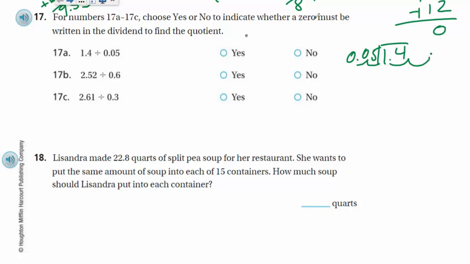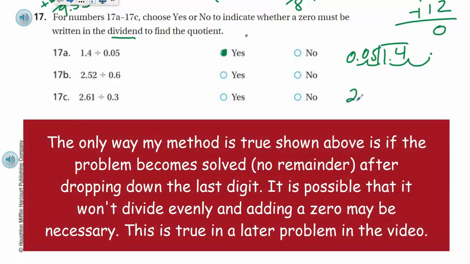So the question was, does a 0 need to be added in the dividend? It does. All right, we have our little loop-de-loop, and that space there means that we do. So the answer is going to be C. Yes, you do need to do that. What do we have next here? It looks like we have 2.52 divided by 0.6.